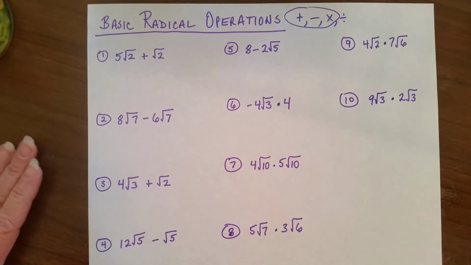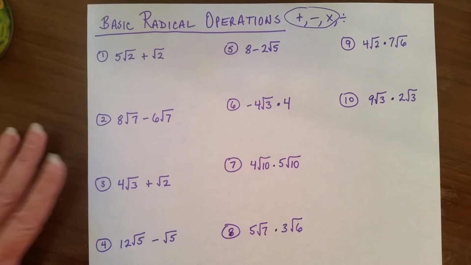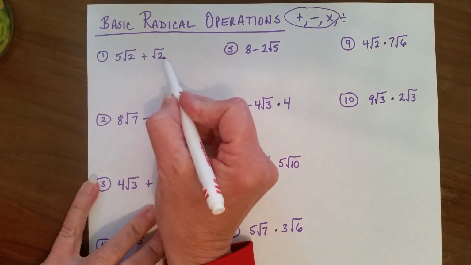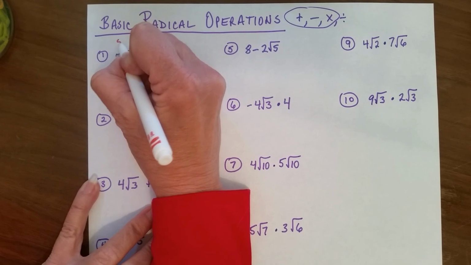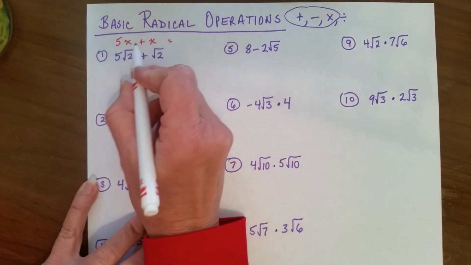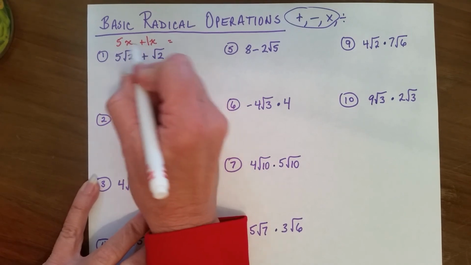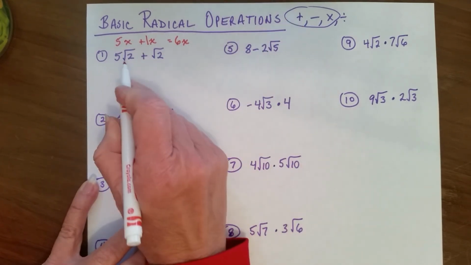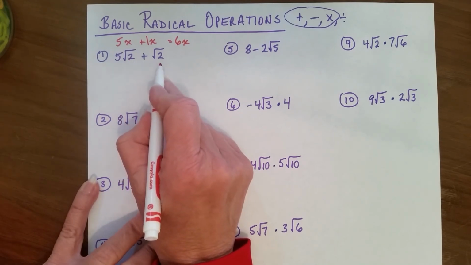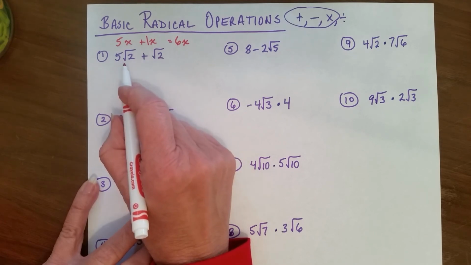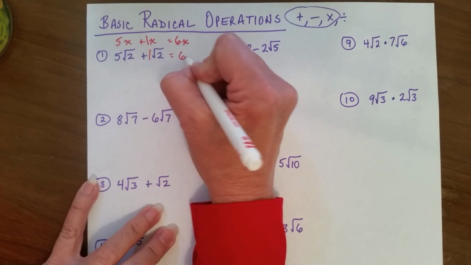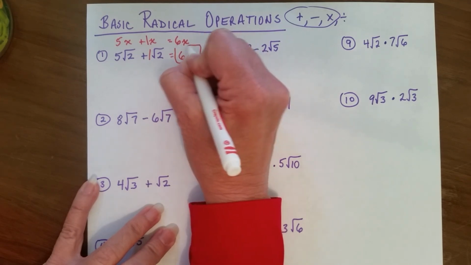What we're going to do, let me find a marker here. First of all, number one, if I have 5 root 2 plus root 2, it's like 5x plus x. These are like terms. If we added 5x plus 1x, that would be 6x. Same thing here. These are like radicals because they have the same thing under the square root. So if they are like radicals, we can add them. If I have 5 of them plus 1 of them, I'm going to have 6 of them all together. So I'm going to have 6 root 2.